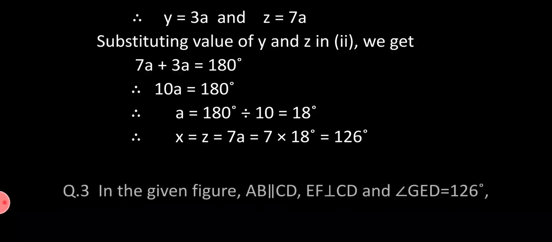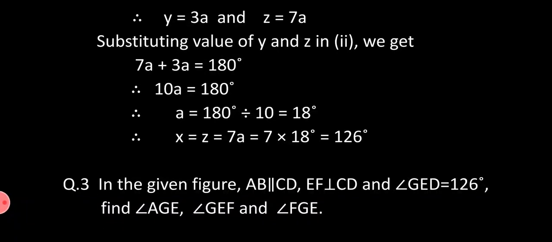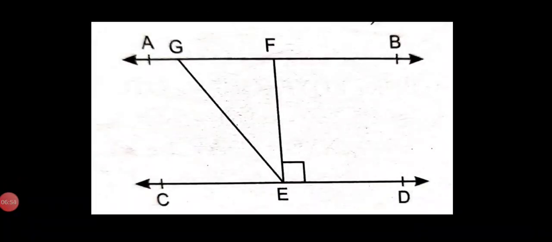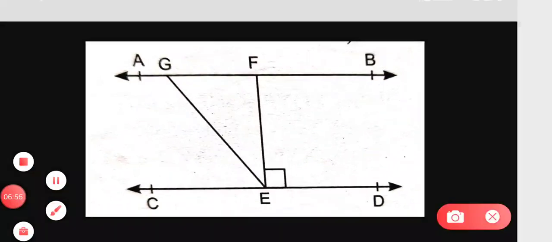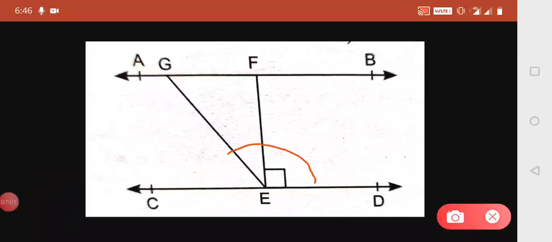Question number 3. In the given figure, AB is parallel to CD, EF is perpendicular to CD and angle GED equal to 126 degree. Find angle AGE, angle GEF and angle FGE. Let's see the figure. According to the question, it is given that angle GED, this whole angle, is given as 126 degree.